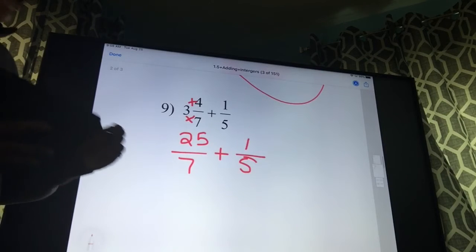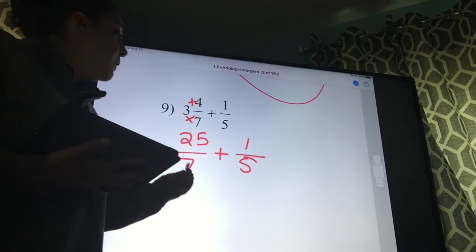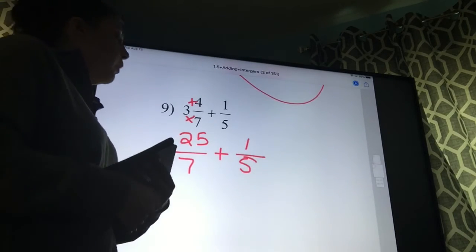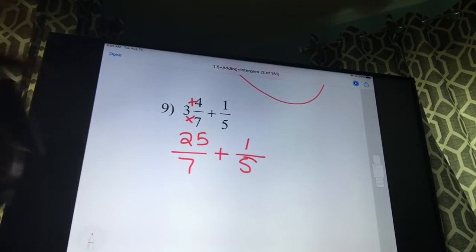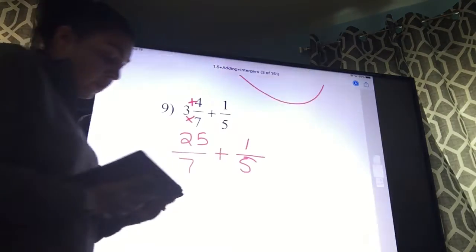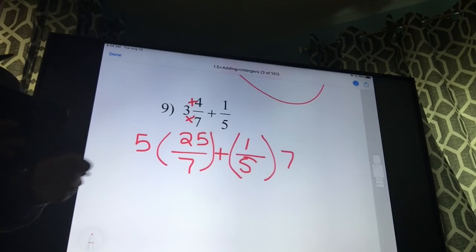Now, we cannot add straight across because the bottoms are not the same number. So you have to look at the bottoms and say, how can I get those to be the same number? What's the easiest number that's going to give me both the same number? The answer is to straight up multiply them, to give me a 35 on the bottom. So I need to multiply this one times 5, and I need to multiply this one times 7.